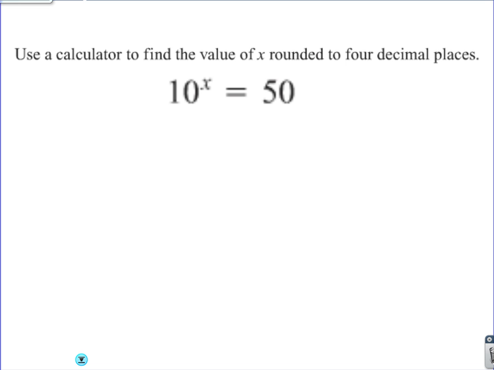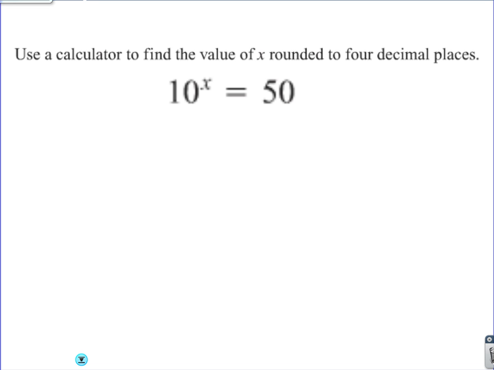Use a calculator to find the value of x rounded to the 4 decimal places. 10 to some power is 50. What two numbers are my answers between? 10 to the first power is 10. 10 to the second power is 100. So is it 1.5? No, it should be pretty close. It's kind of in the middle, right?